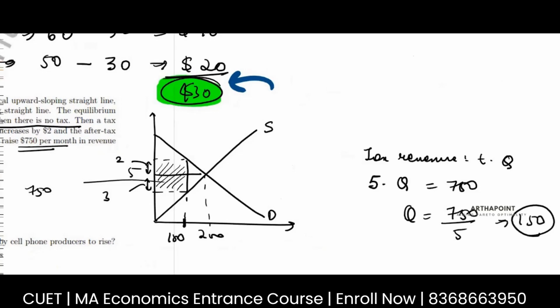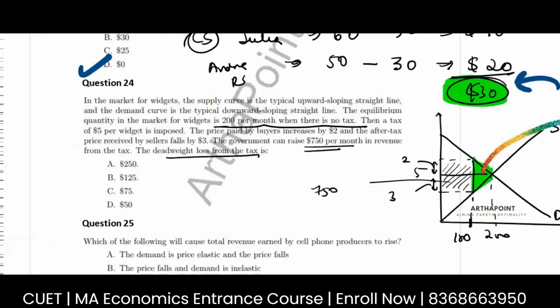What is deadweight loss? Deadweight loss is this triangle. So deadweight loss will be half into base, which is 50, into height, which is 5. So it will be 125. So the answer is B. Simple.